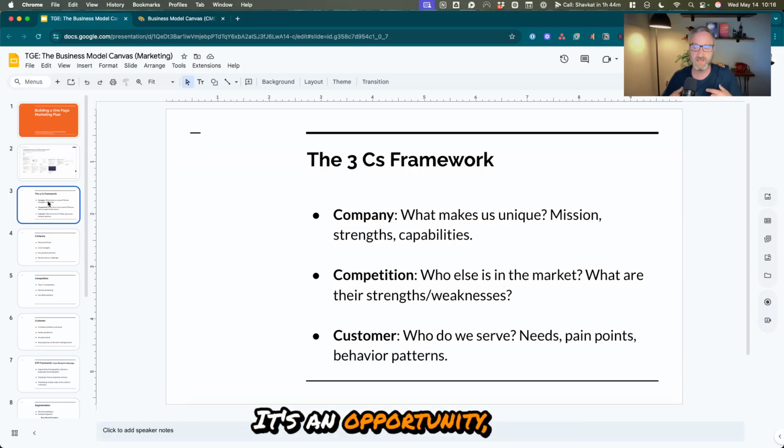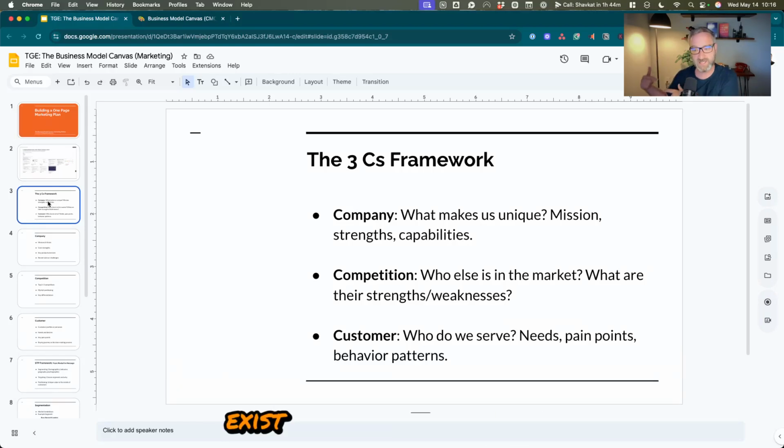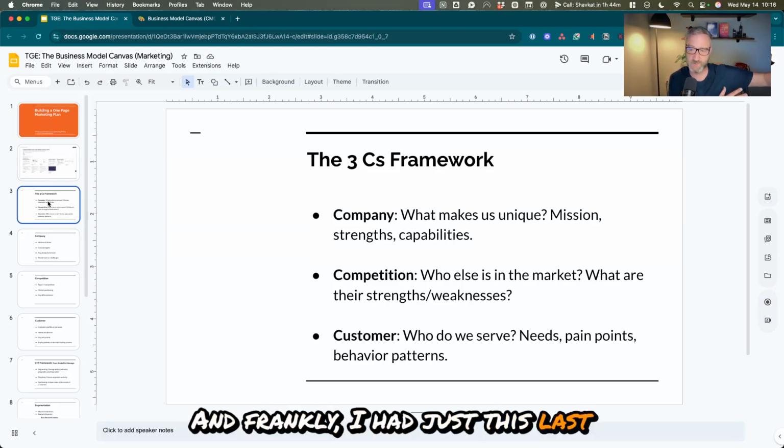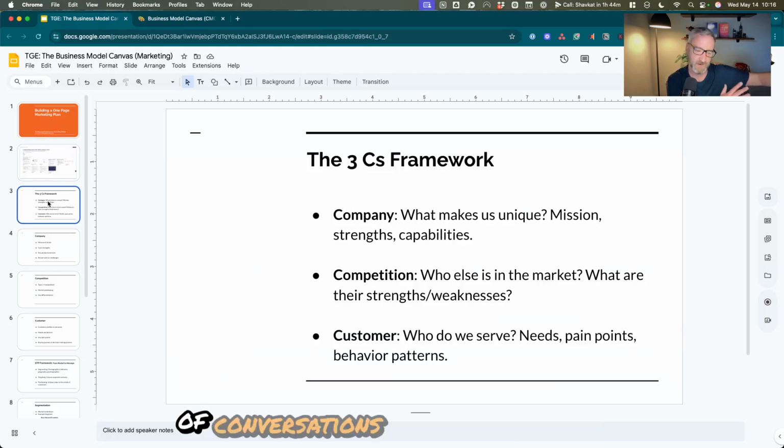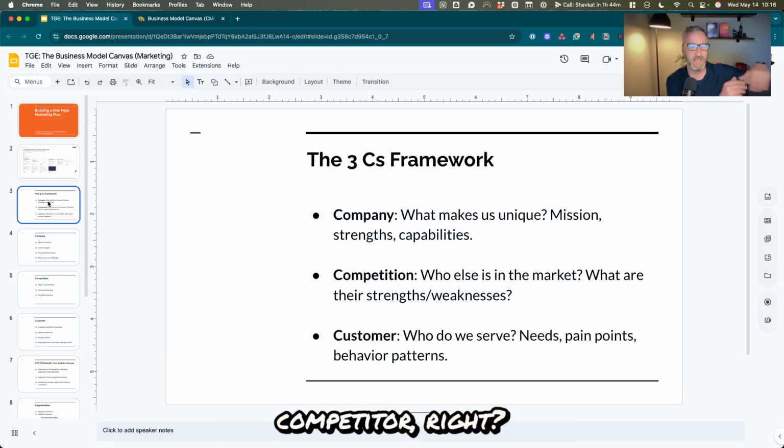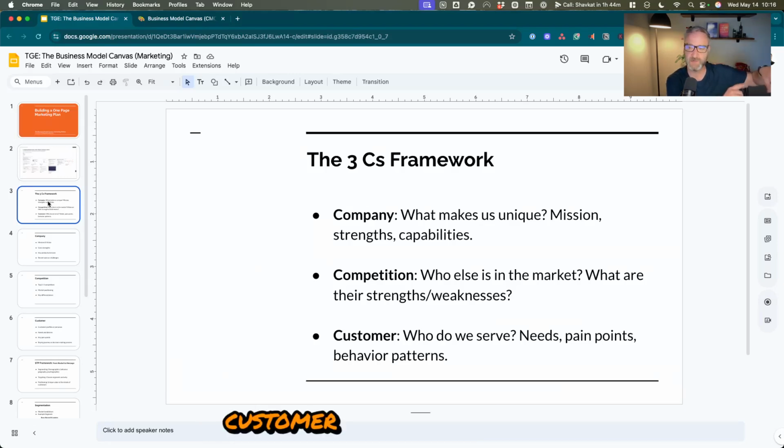It's an opportunity to define why we exist and for whom, and to sharpen our skills as to why we're unique and what makes us special, right? Why would someone choose to work with us? And frankly, just this last week, I had a prospective customer I was talking to, and it became clear after a couple of conversations that we were not the best fit. And I said, well, why don't you try this company out, and just referred them to a competitor, right? Because my concern is that the customer be taken care of.